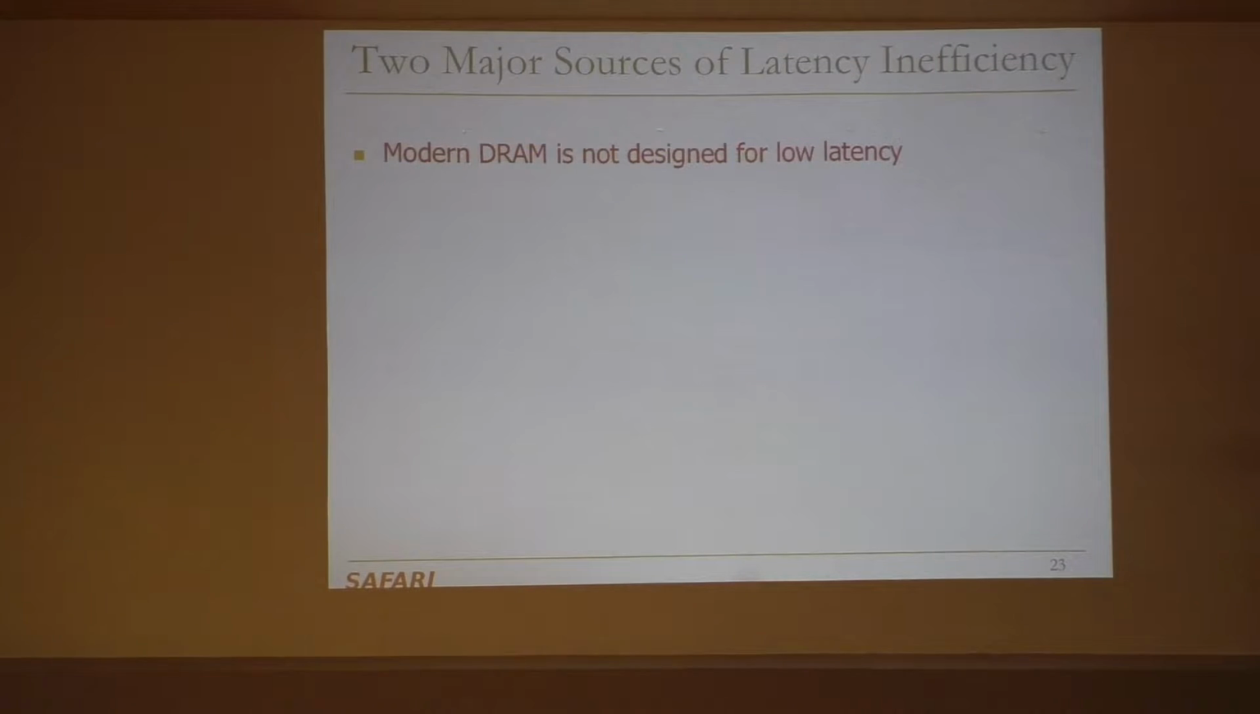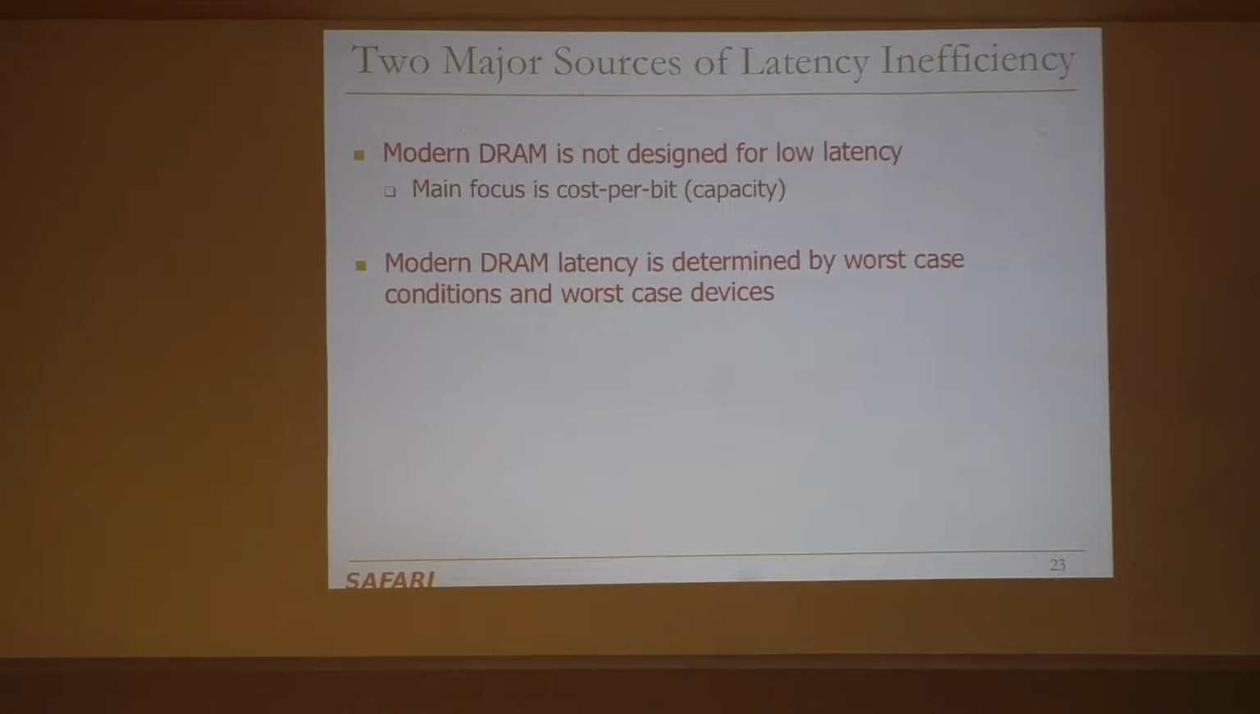First problem is modern DRAM is not designed for low latency. Main focus is cost per bit. We discussed this before. And the second is modern DRAM latency is determined by worst case conditions and worst case devices. So much of memory latency is really unnecessary. There's a lot of timing margin that we put into this based on operating conditions as well as process variation that you get across the devices and within the device as well.